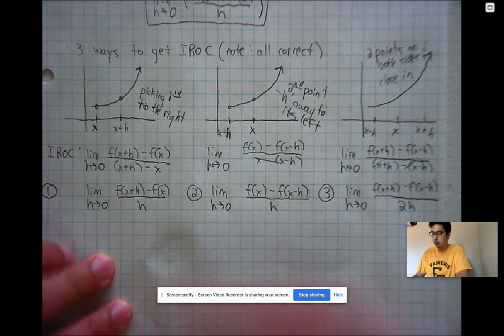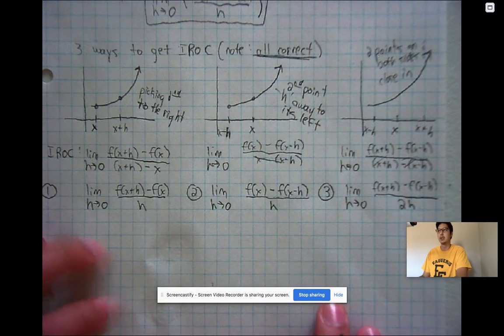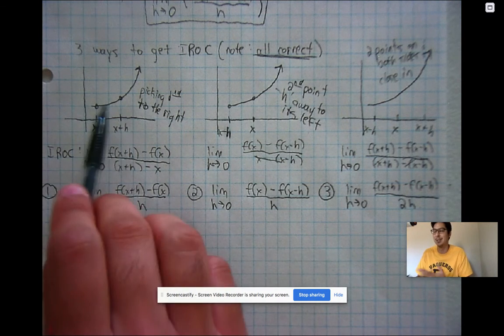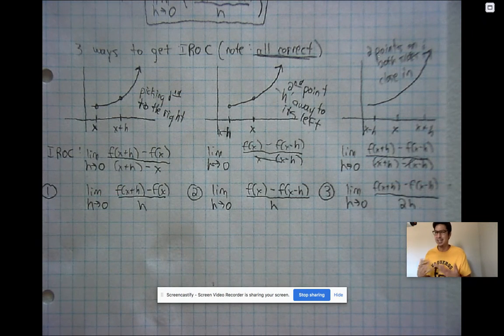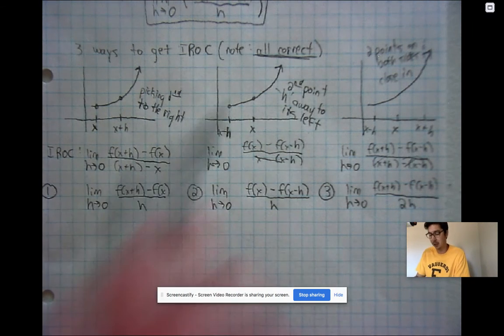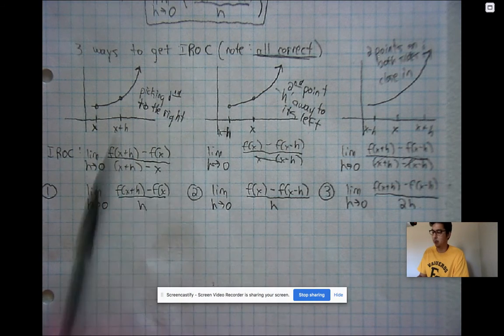But all three of these work. They're all correct. And it doesn't really matter. What's more important is that you understand the idea is to get the rate of change on a curve. Now remember, we're doing this on a curve. If it was a straight line, you don't need this method because the slope between 2 points will be the same. But if it's a curve, has some sort of curvature to it, any of these will work to get the slope at a point.